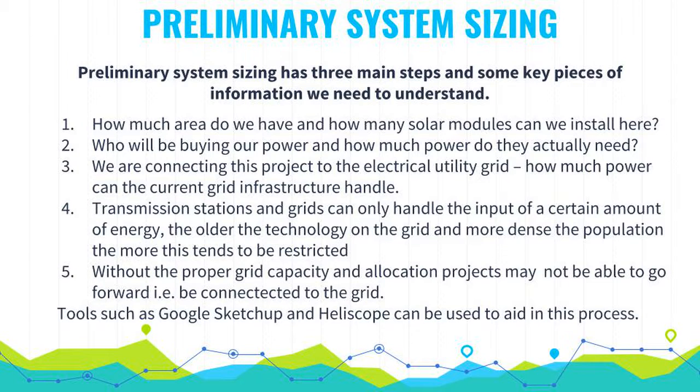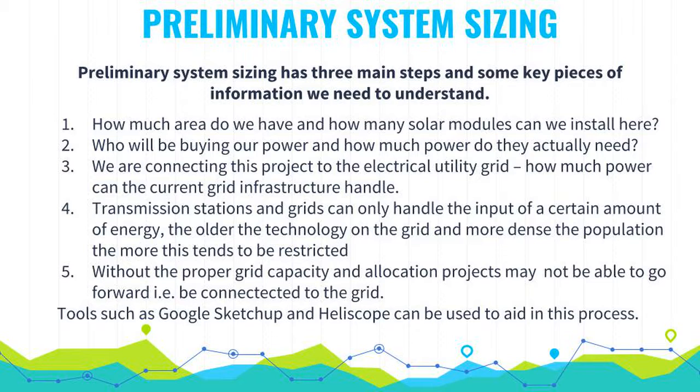Preliminary system sizing has 3 main steps and some key pieces of information we need to understand. How much area do we have, and how many solar modules can we install there? Who will be buying our power, and how much power do they actually need? i.e., is this the utility, private enterprise, some other entity? We are connecting this project to the utility grid. How much power can the grid infrastructure handle?